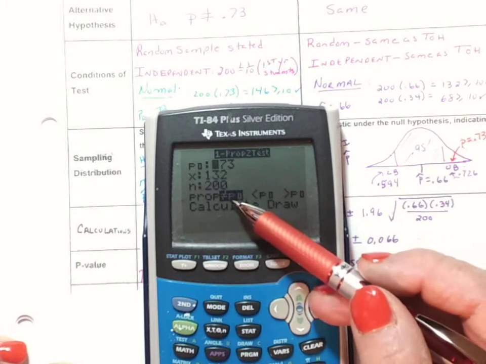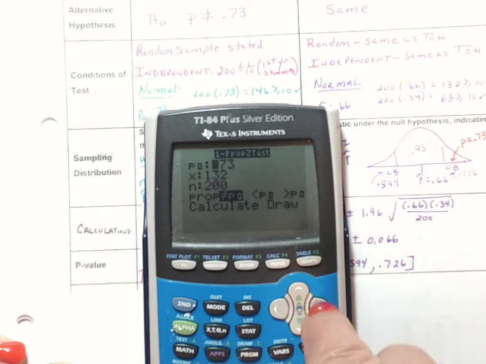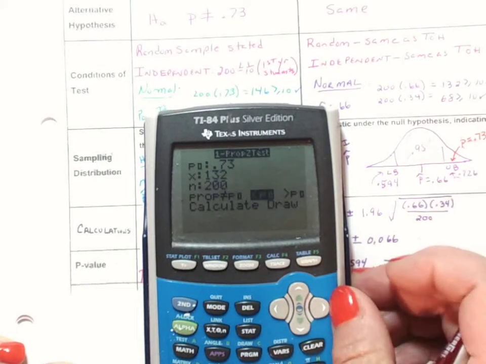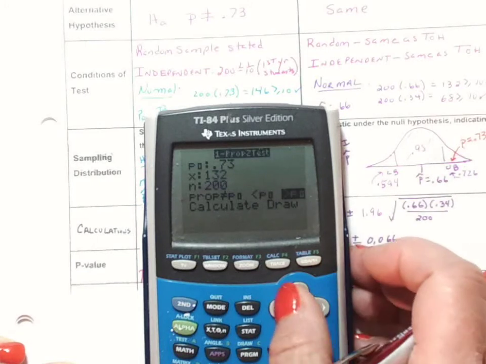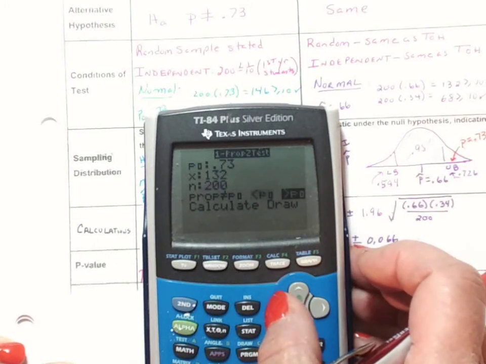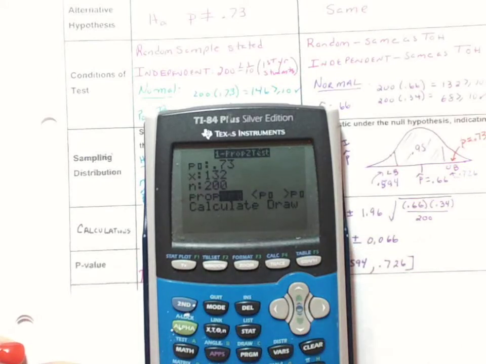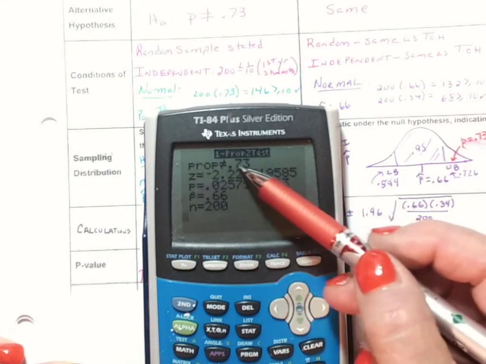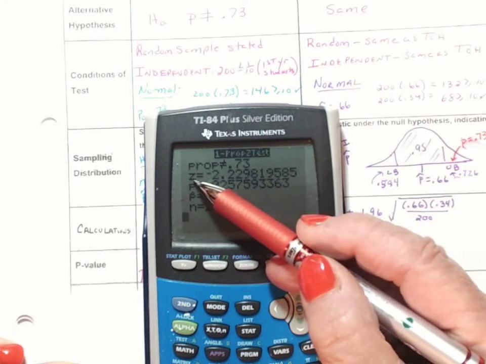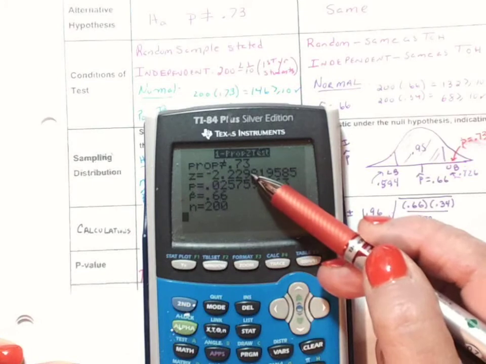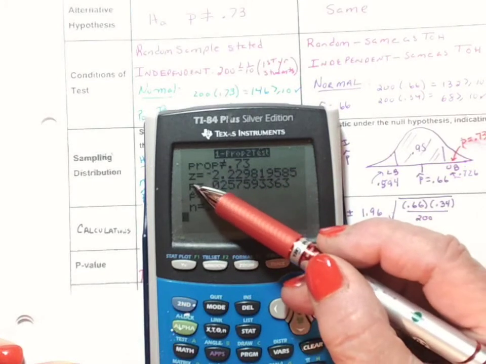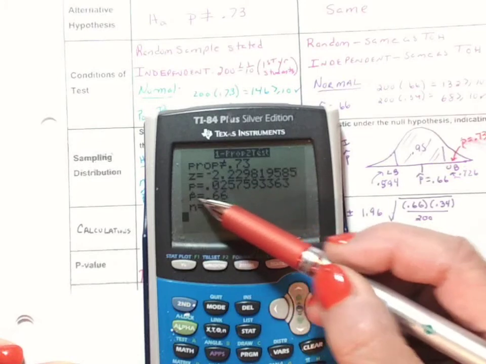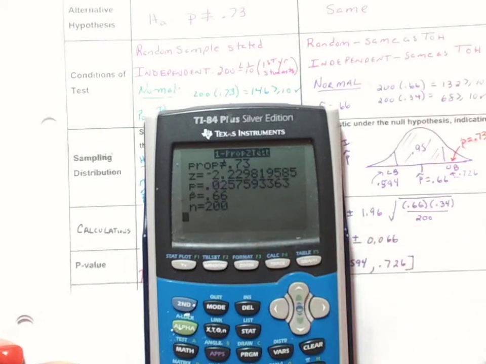This is a 2-sided test. If it was a left tail, I'd hit the less than. If it was a right tail, I'd hit the greater than. But it is a 2 tail. I am going to hit calculate, and you get, this is your alternative hypothesis. Here is your Z test statistic, which is the same as we just calculated. That P is the p-value. Here is your p hat, and n is equal to 200.